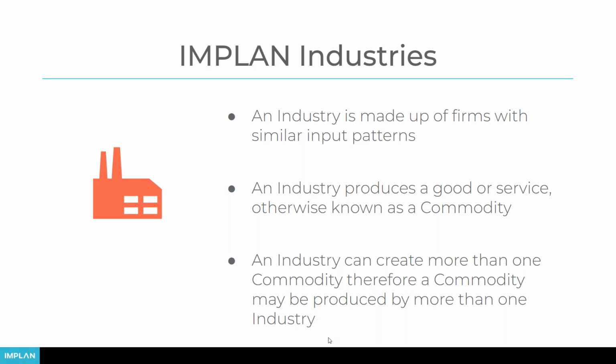Each industry produces a good or service known as a commodity. In our manufacturing example, the commodity here is going to be automobiles. An industry can create more than one commodity, therefore a commodity may be produced by more than one industry. In our automobile example, not only does Industry 340 produce automobiles, but it also produces light passenger trucks.